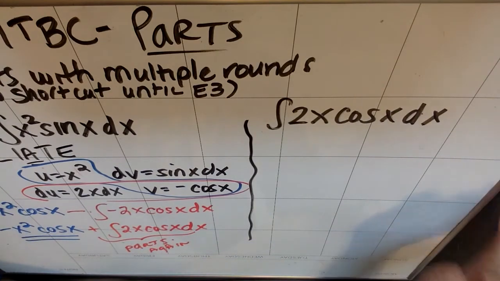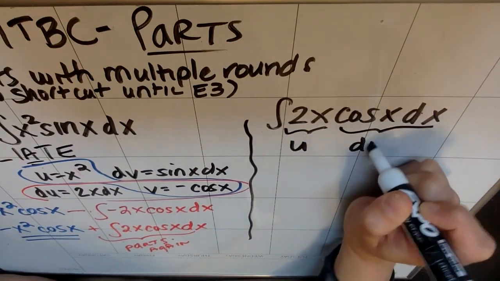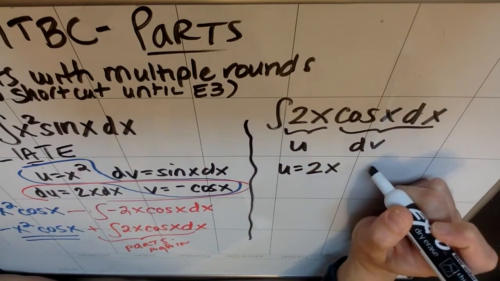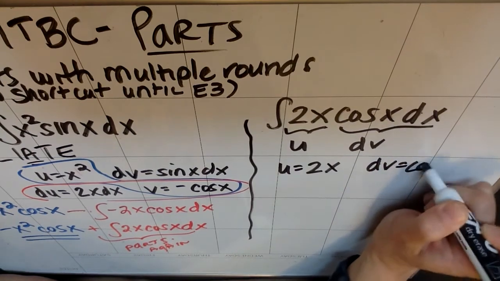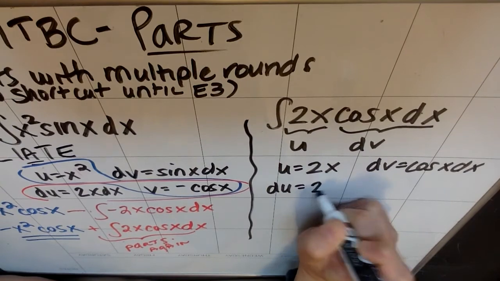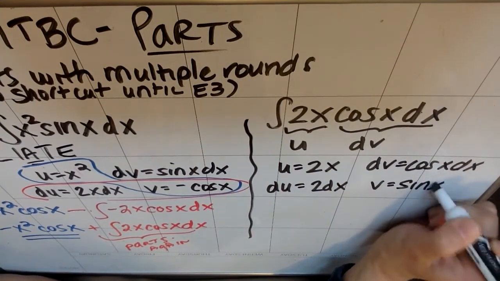So by the same rule, by using LIATE, I can see that my algebraic expression is my u, and the rest of my stuff is my dv, so the cosine x dx. So u is 2x, right? And dv is cosine of x dx. That makes my du, the derivative of 2x, 2 dx, and it makes my v, when you integrate cosine, you get regular sine, right?